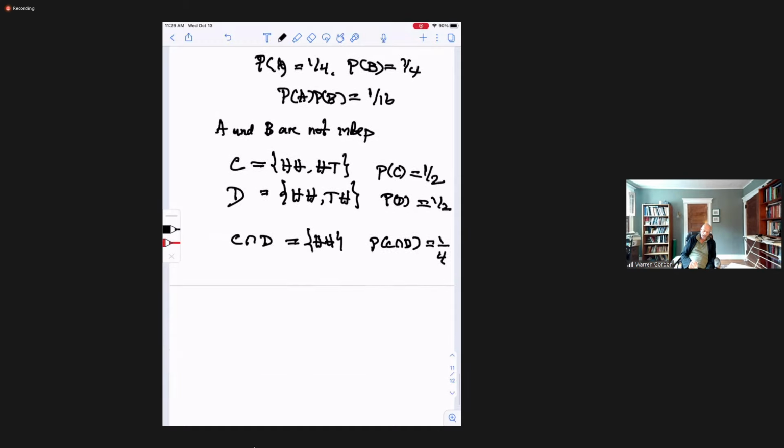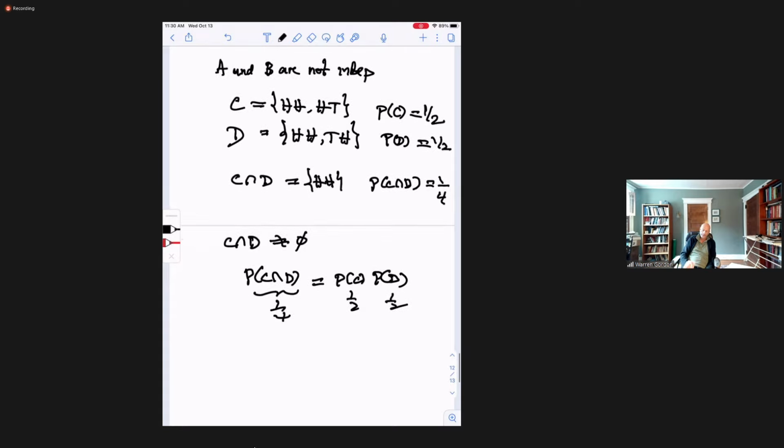So notice C and D is not equal to the empty set because they have something in common, namely two heads. But notice the probability of C and D, which is a quarter, is equal to P of C times P of D, because each of these is a half. So these events C and D are in fact independent. Okay, so notice the importance, the difference between mutually exclusive or disjoint and independence. It's possible to have any kind of combination of them.